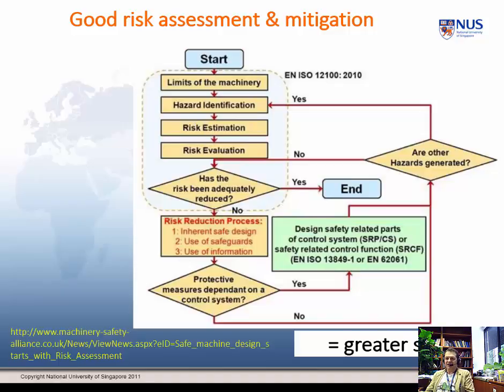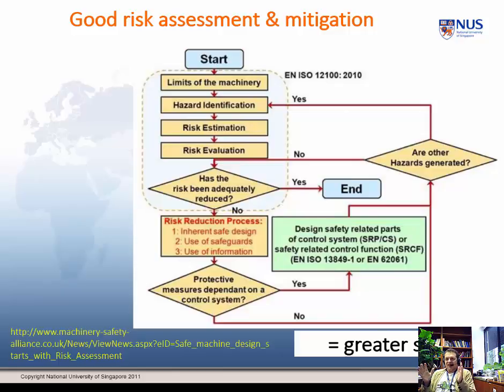Then risk evaluation. So first of all, hazard identification, risk estimation, risk evaluation. The sort of standard things that you'd expect to do when you're thinking and estimating risks of a process. So now we're more quantitative.